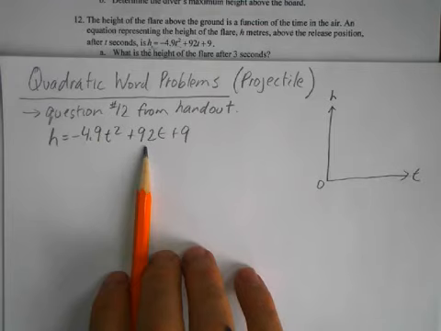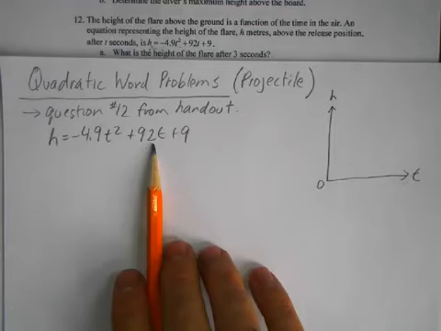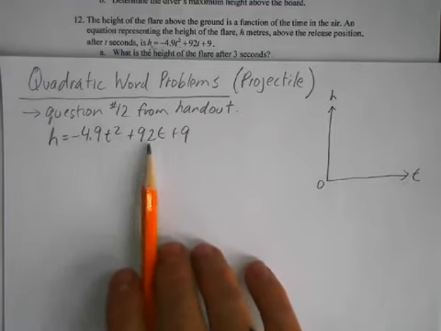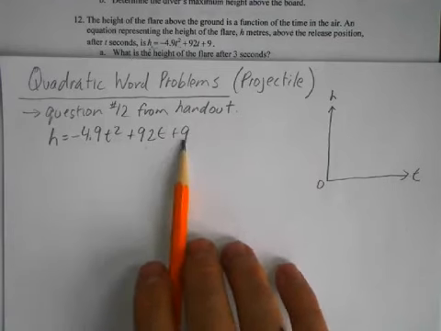This number here is actually the initial speed. So when something gets fired up in the air and comes down, this tells you the initial speed was 92 whatever. In this case, the initial speed was 92 meters per second. I'm just telling you that out of interest. Some of you may find that interesting.